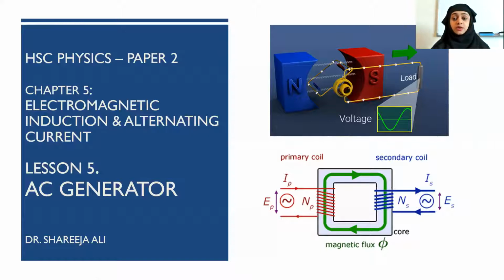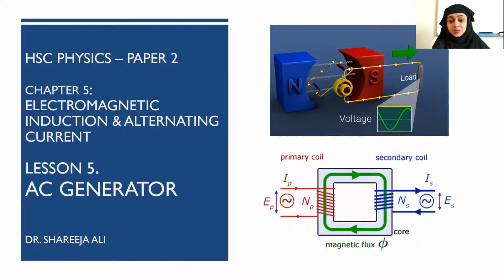And we can't call all changing currents AC. So we will see first what is alternating current. How is it different from DC and other currents? Then we will see how it can be generated using an AC generator, which we also call a dynamo. And then we will see different parts of the dynamo and how it works.